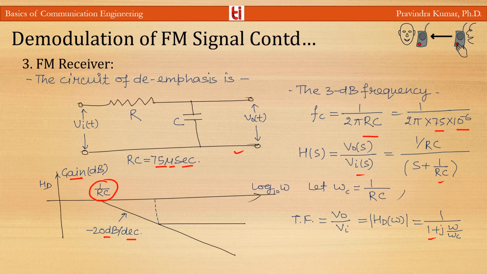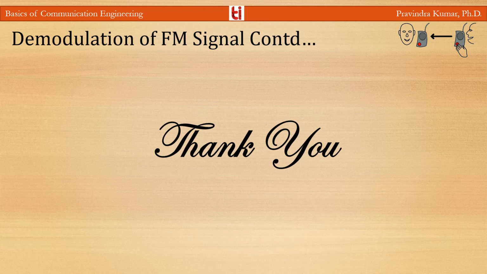The demodulated FM is applied to the de-emphasis circuit. With an increase in frequency, the reactance of C goes on decreasing, and the amplitude at the output of the de-emphasis circuit will also be reduced. This is the end of this lecture.